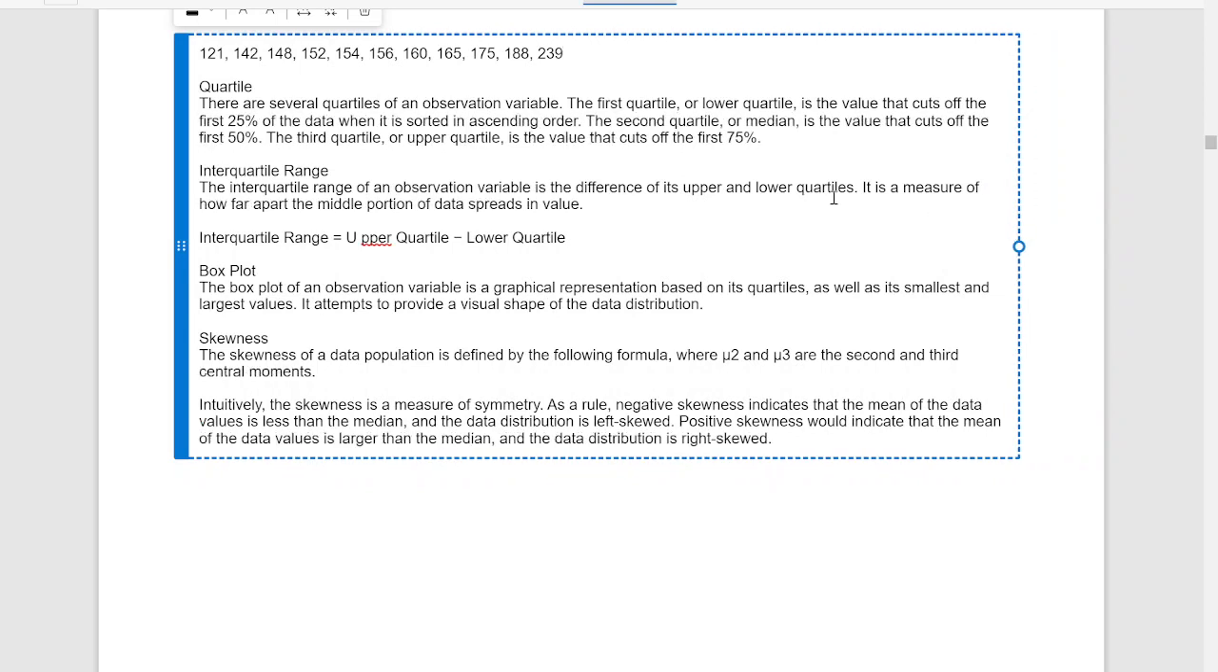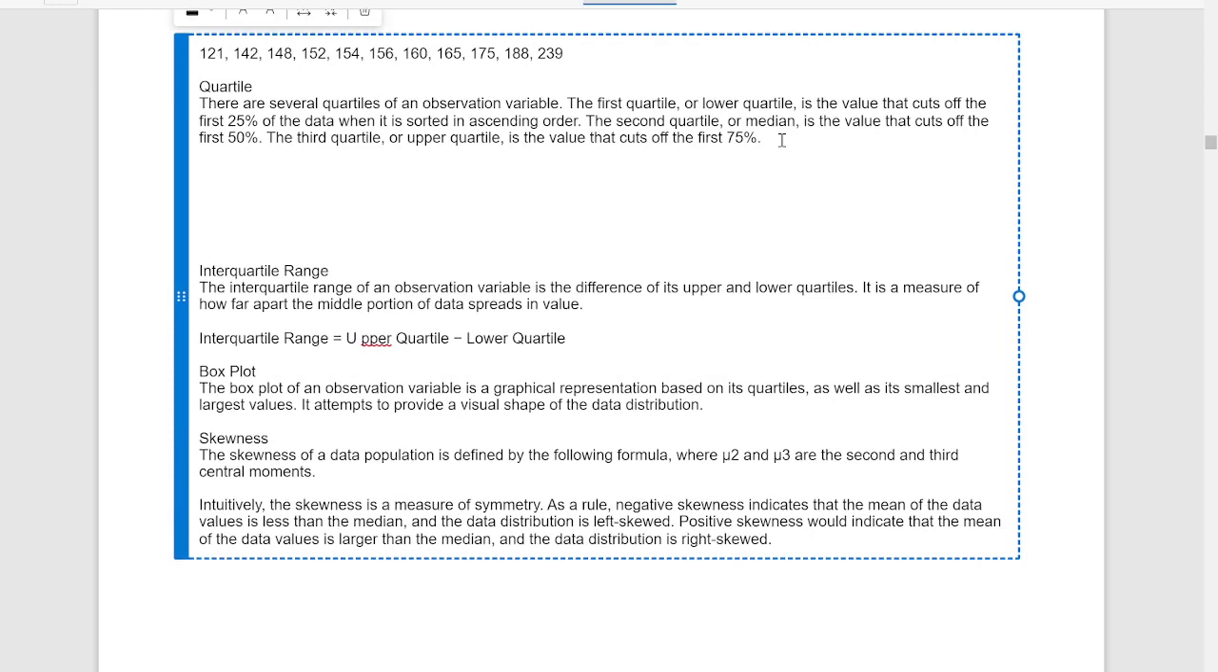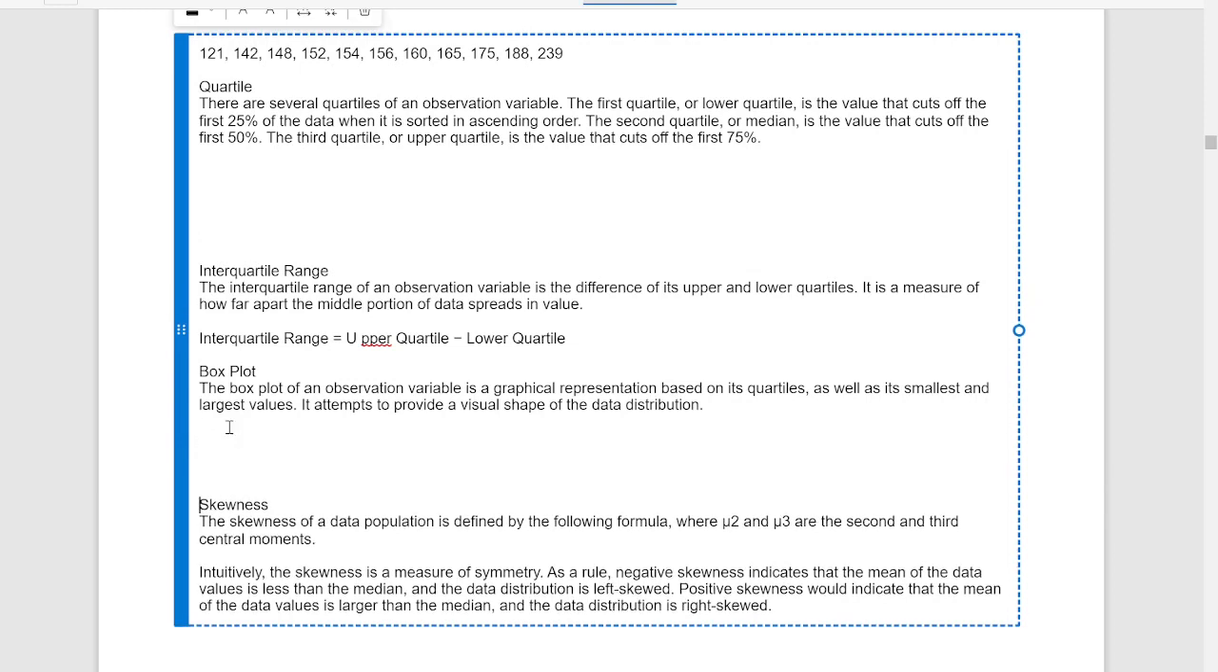Okay, so let's look at what it means by quartile. Okay, kita tengok pula quartile. So what it means by quartile, what it means by interquartile range, and how to calculate the box, how to come up with a box plot, and also what it means by skewness. Okay, and then bolehlah kita bersurai.